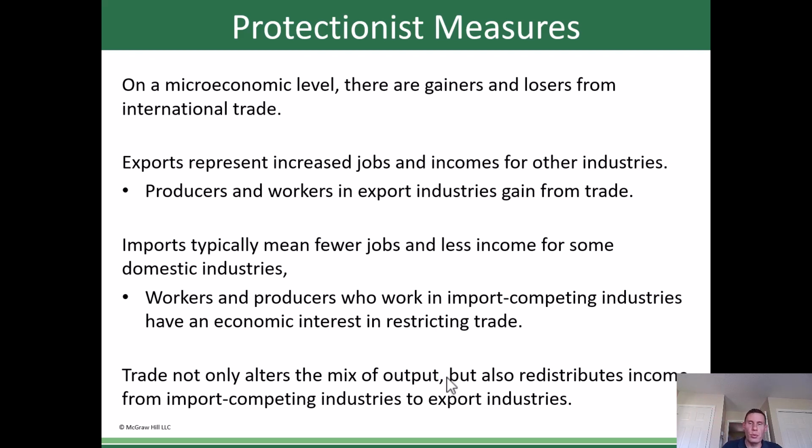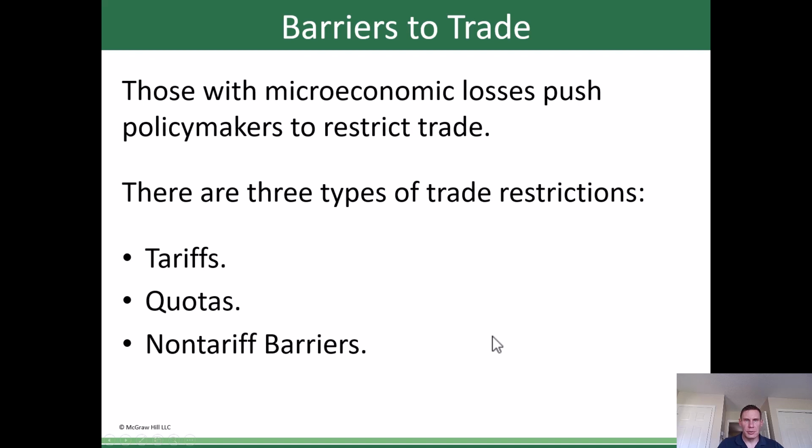So workers and producers who work in import-competing industries have an economic interest in restricting trade. Like if you're the US steel worker, you don't want them allowing Canada to bring in steel, because that might cost you your job. It's a good way to think about it. Thus trade not only alters the mix of the output, but also redistributes income from import-competing industries to export industries. So what are some barriers to trade? Those with microeconomic losses push policymakers to restrict trade. And there are really three main policy levers by which policymakers can do that.